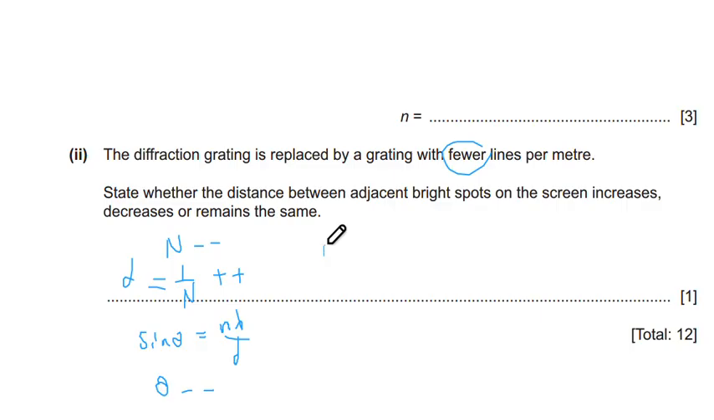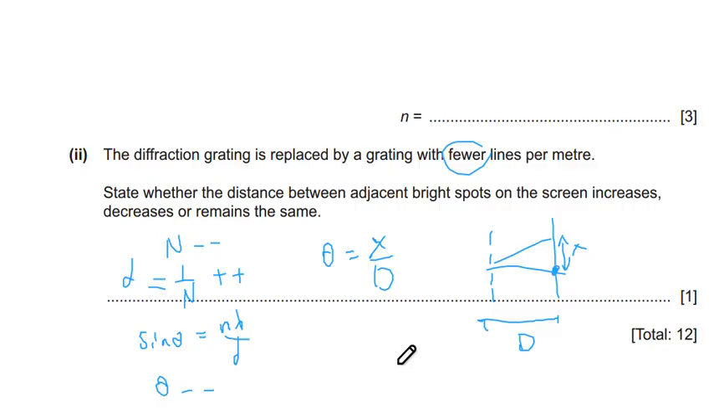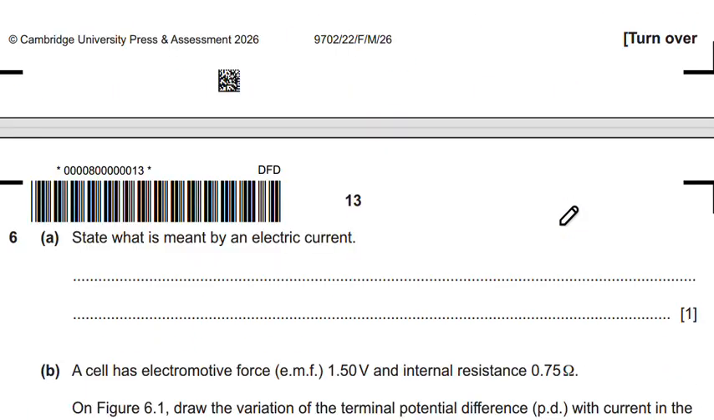As sine theta decreases, we know that sine theta is also equal to x over D. x is the distance from the bright spot, and D is the distance from the grating to the screen. So as sine theta or theta decreases, x should be less, and as x decreases, spacing between fringes also decreases.